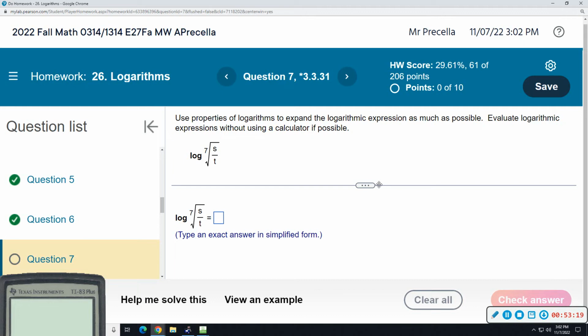Because there's a radical sign, I want to... Number 7. Log. Hey, there's no base, so we assume it's a 10. Great. It'll be easier to type it in. Log. Ooh, is that a 7th root of S over T?